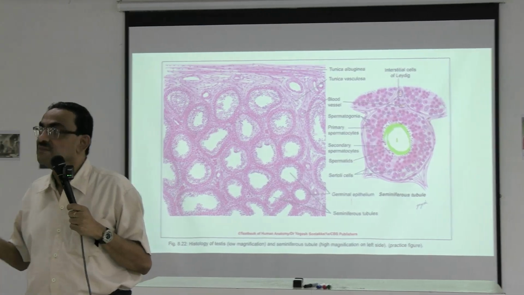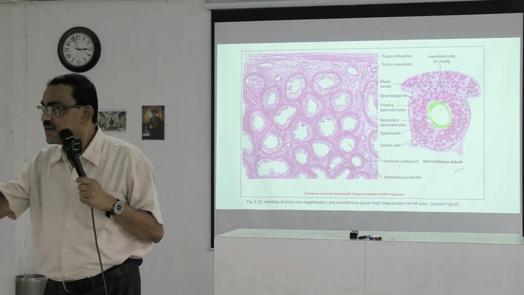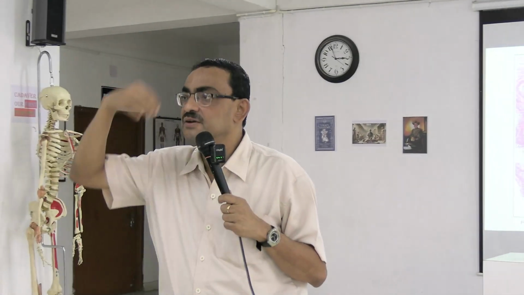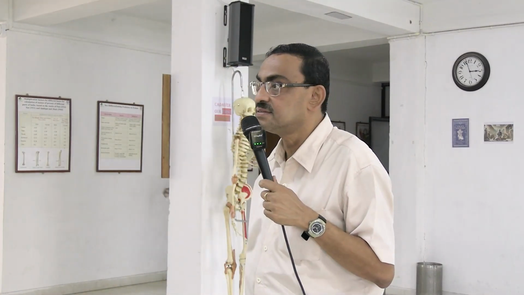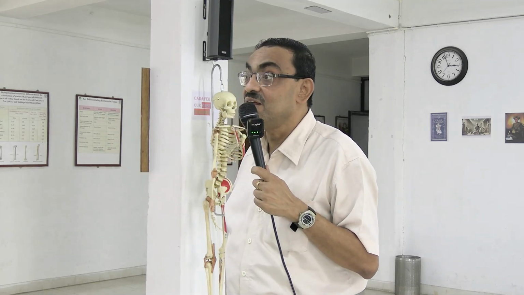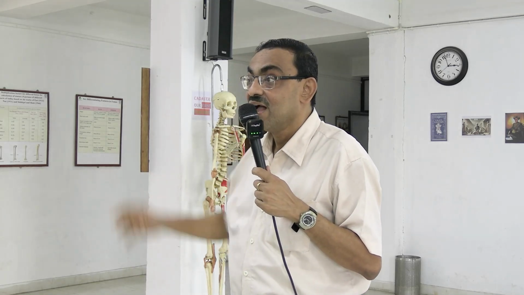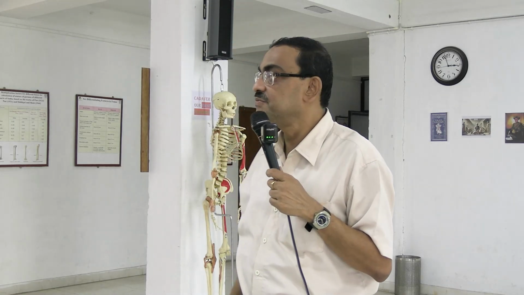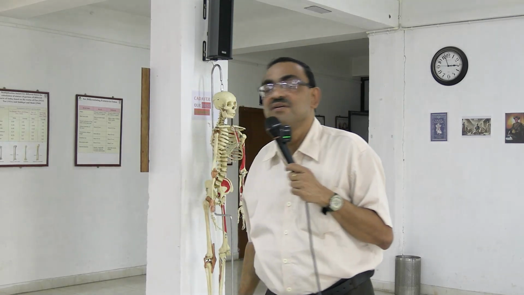Okay, and this is carried through the straight tubules, then rete testis, then efferent ductules, then through the epididymis, then through the vas deferens, and ultimately it reaches the ejaculatory duct. Okay, and there is a temporary storage. Okay.